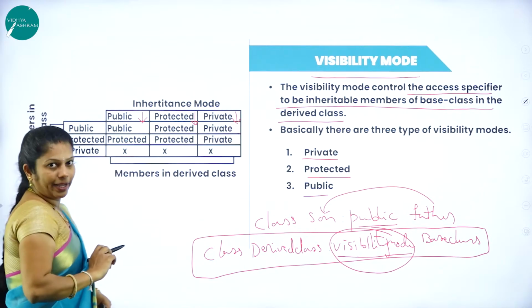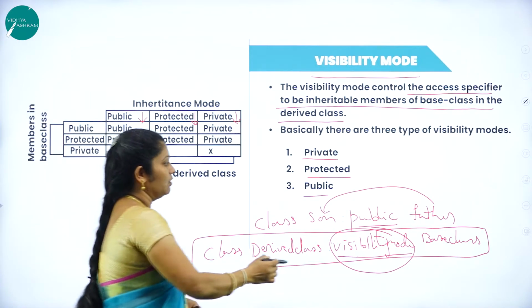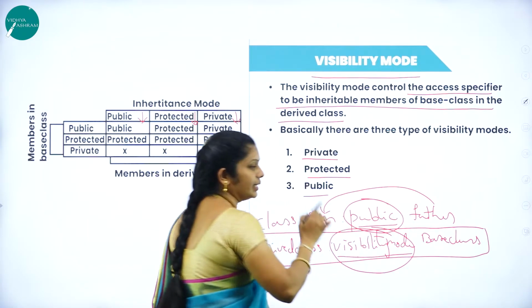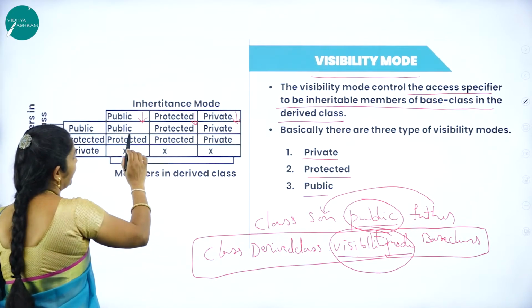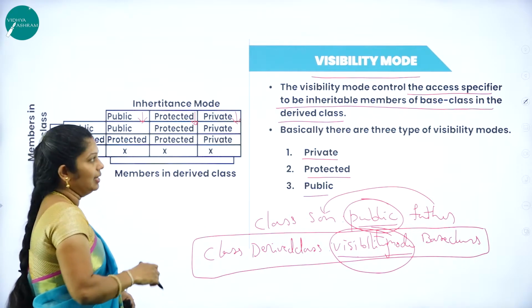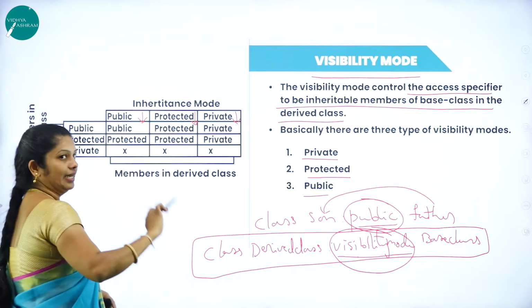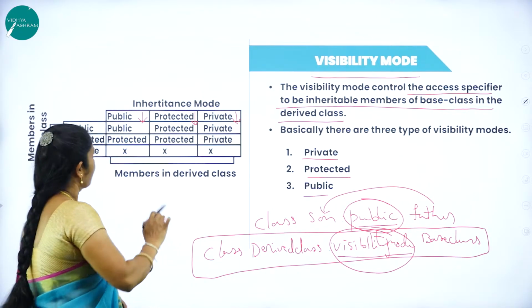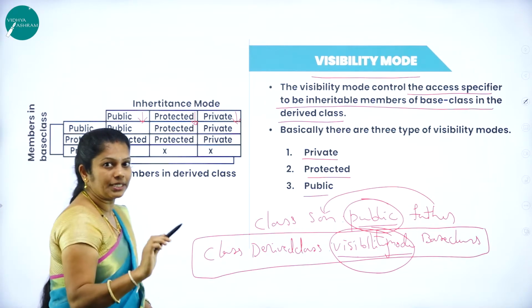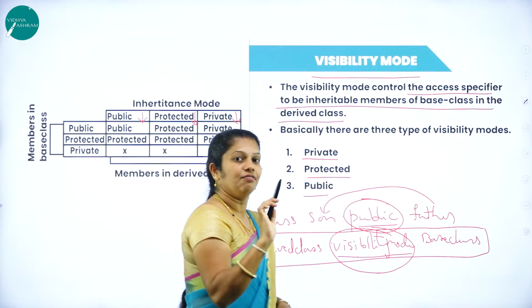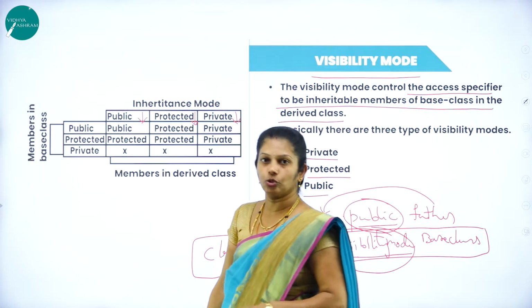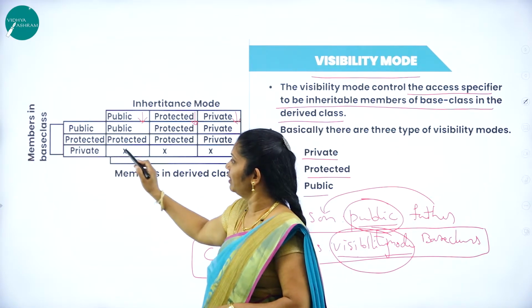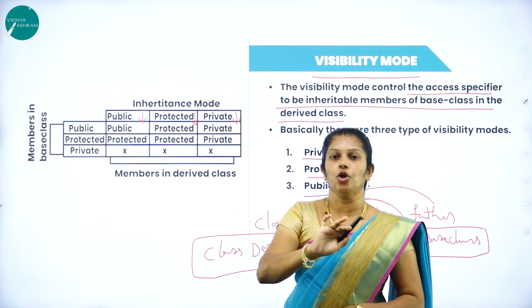See, in public mode, if I write public as the visibility mode, then what happens? The public members in the base class become public in the derived class. In the base class if it is protected, then it becomes protected in the derived class also. In the base class if it is private, then in the derived class it cannot be inherited.